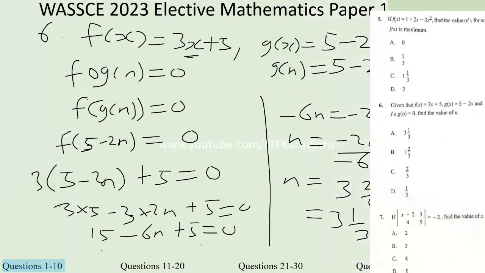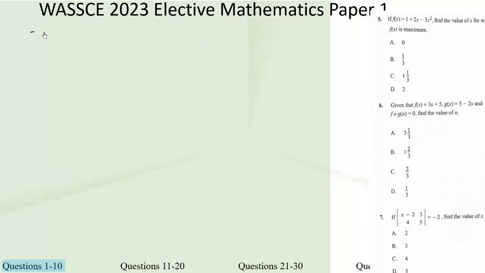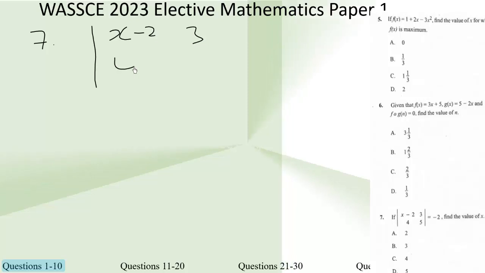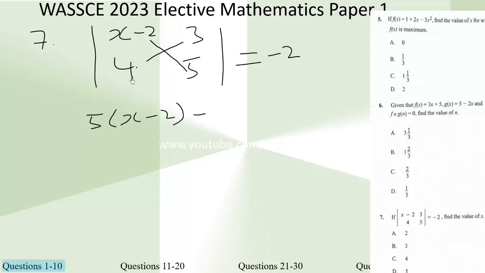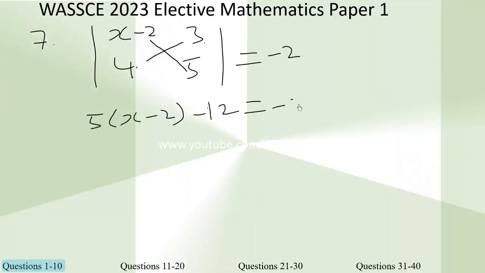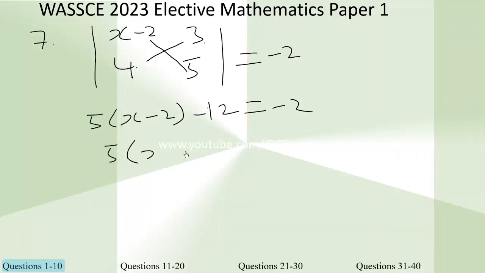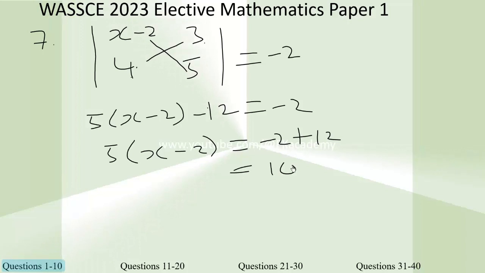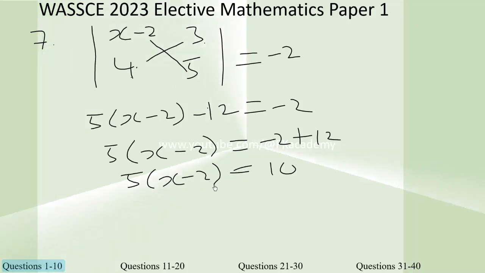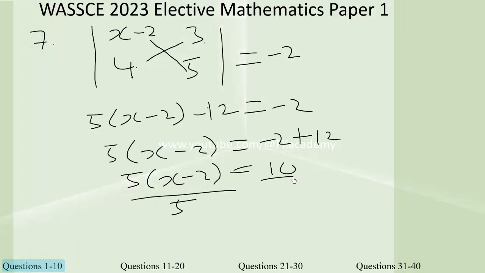Now let's look at the next question. Question number 7. If the determinant of the matrix x minus 2, 3, 4, 5 is equal to negative 2, find the value of x. So determinant, you multiply this, then minus multiplication of this. So that will give you 5 into bracket x minus 2 minus 4 times 3, which is 12, is equal to negative 2. So 5 into bracket x minus 2 is equal to negative 2 plus 12, which is 10. So 5 into bracket x minus 2 is equal to 10.